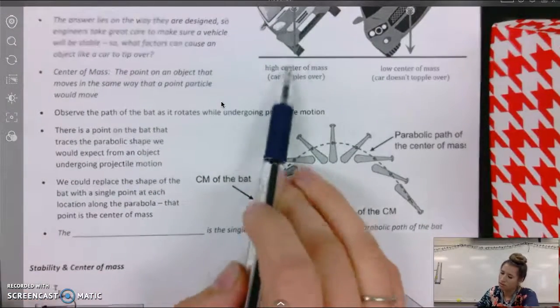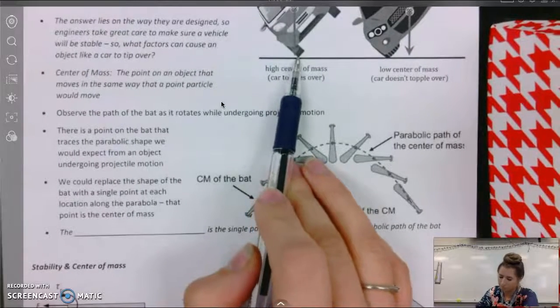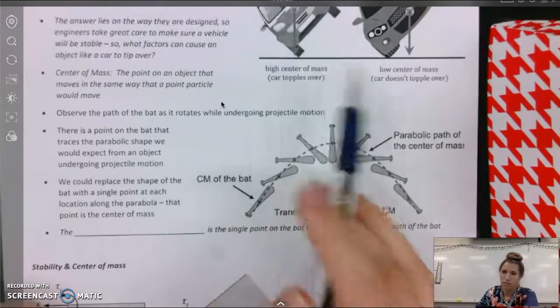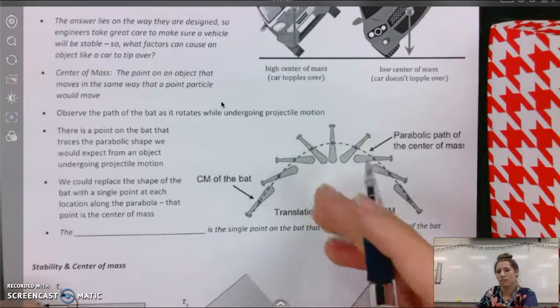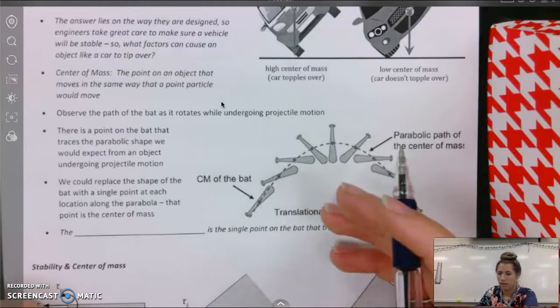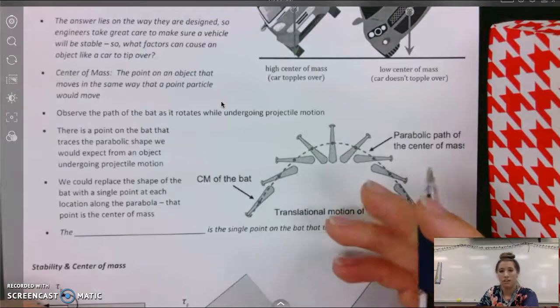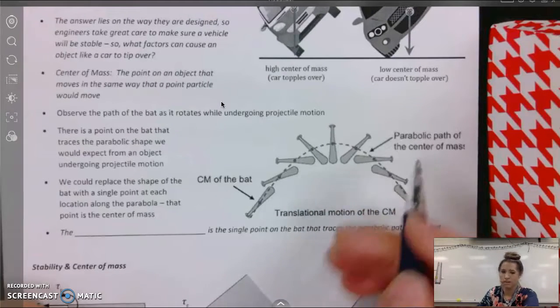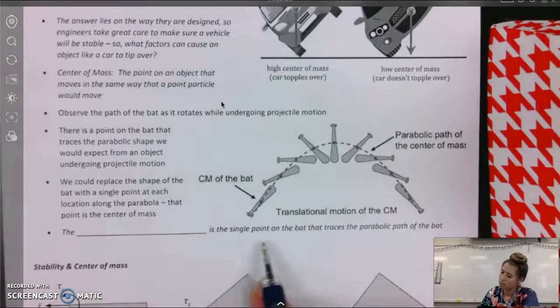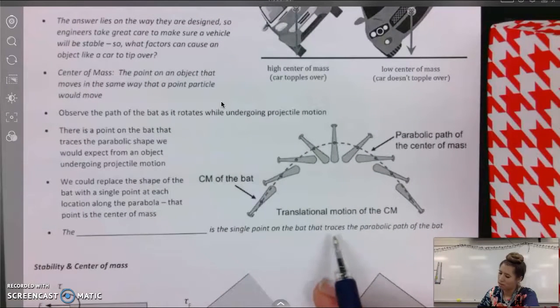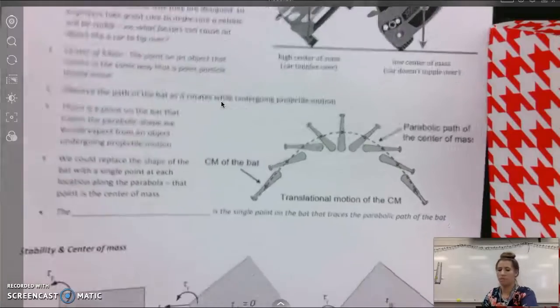Now, and we'll talk about this here in a moment, there is a way of creating stability depending on the location and alteration of the center of mass. Okay? So the center of mass is a single point on the bat that traces the parabolic path of the bat.